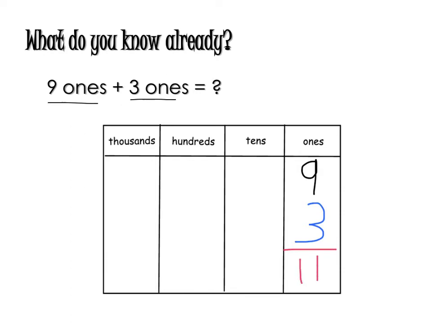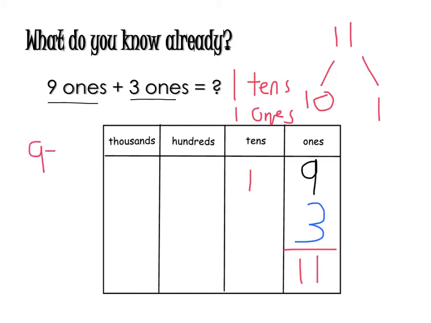So I will actually get 11 ones. But I know I cannot have 2 digits in one place. So I need to regroup. So 11 is actually 10 plus 1. So I can regroup my tens here, and my ones will be 0. Okay, so that's why 9 ones plus 3 ones is actually 1 tens and 1 ones. In other words, 9 plus 3 is equal to 11.